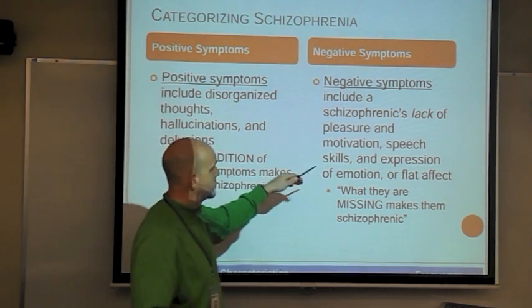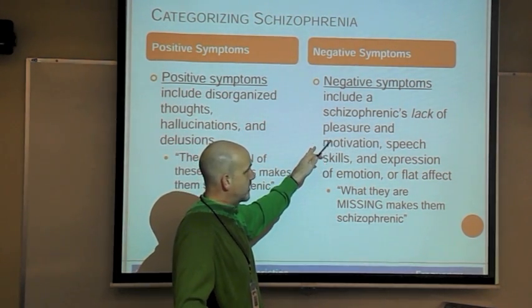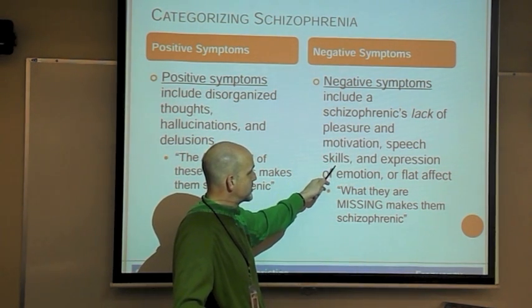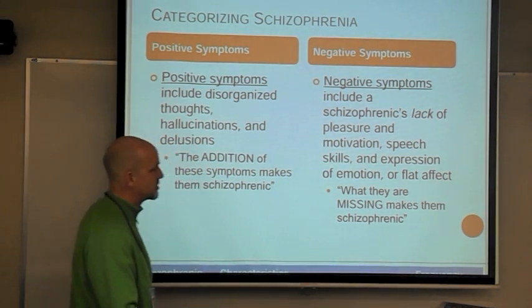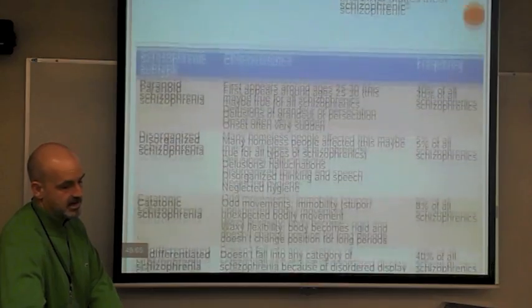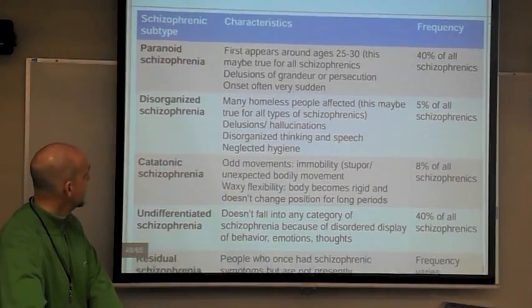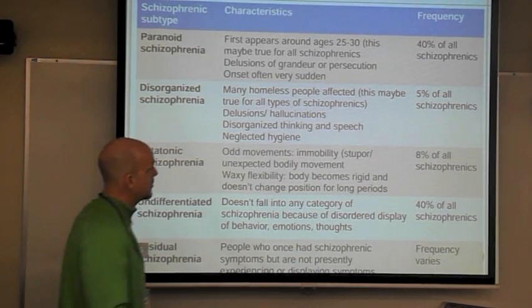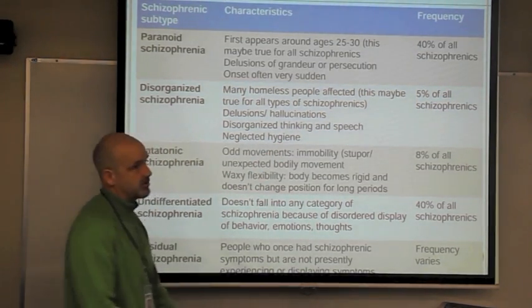Okay? Negative symptoms include what they're missing, all right, what they lack. So in other words, they lack pleasure, motivation, speech skills, and the expression of emotion. Okay? Again, what they are missing makes them schizophrenic. Now, in this table right here are the more common types of schizophrenia. Now you can see by the table, 40% of all schizophrenics tend to be paranoid.